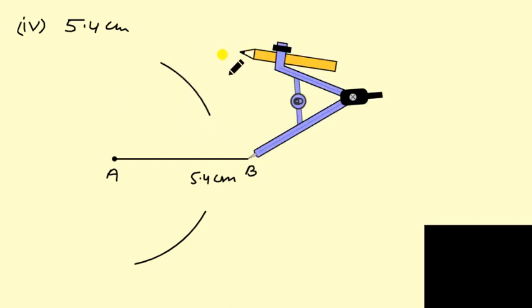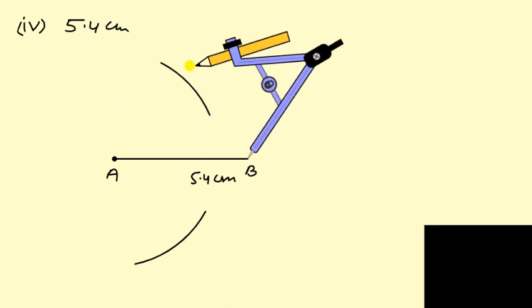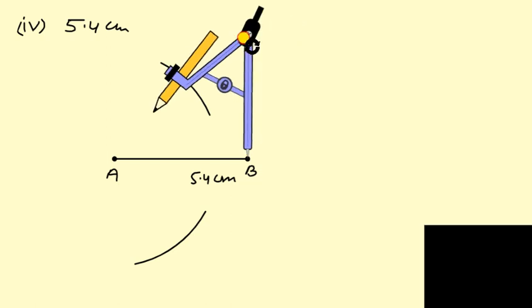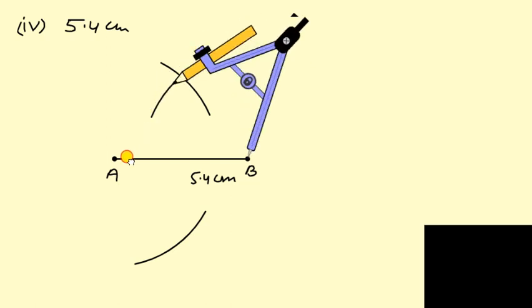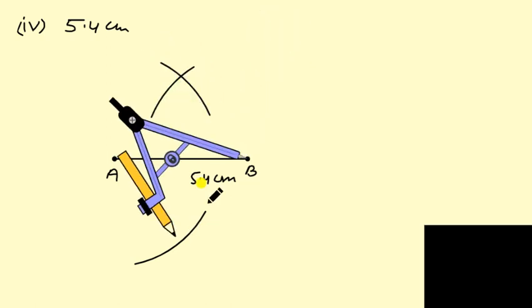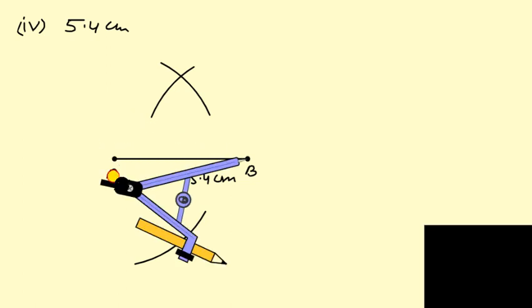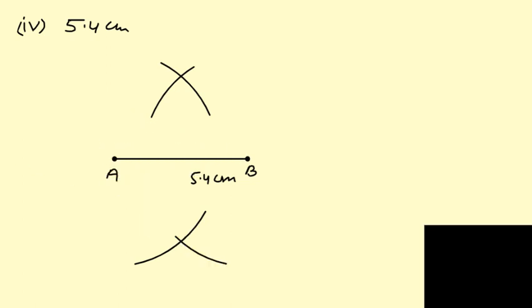The distance is given as 5.4 centimeters. So let us start. First of all, draw this line segment, and that is 5.4 centimeters. You can draw it with the help of a scale. Now remove the scale and write the line segment AB, and the distance is 5.4 centimeters. So you have to write 5.4 centimeters.